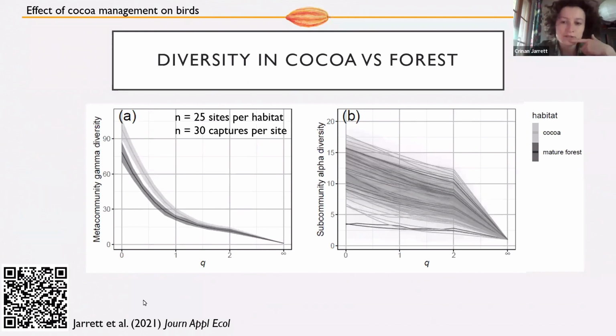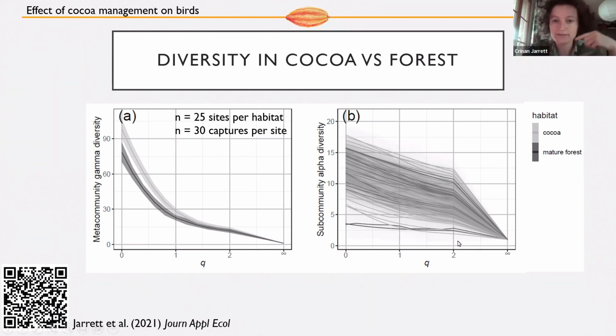Exactly. So first of all, the plot on the left, that's gamma diversity. What we can see here is that at Q equals 0, so when we consider all species equally, we have actually a higher diversity in cocoa than we do in forest. Then as we increase the value of Q, so as we start to ignore the rarer species, the lines come together and we have an equal diversity between cocoa and forest. What that means here is that in cocoa, we have quite a lot of species that occur at very low abundances. So we have these captures of rare or uncommon species in cocoa.